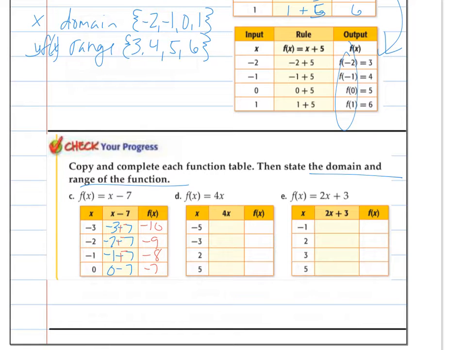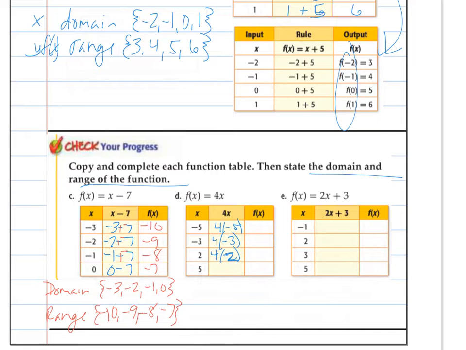Okay, so I noticed that my domain, my inputs for domain, were -3, -2, -1, 0. Those are the values I put in, and the values I got out in this function were -10, -9, -8, -7. Here I'm doing 4 times the number, 4 times the number, 4 times the number. So right now I'm just going to plug those in.